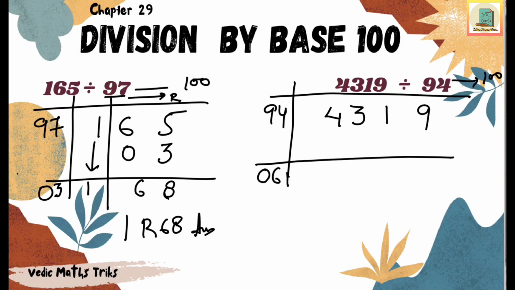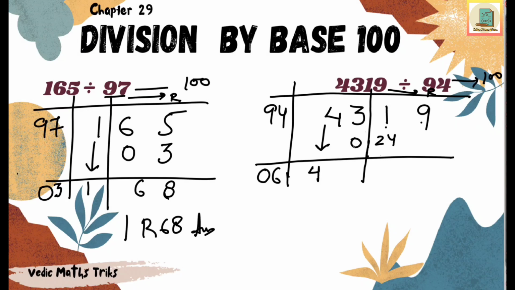Now since 94 has two digits, so we will leave two digits from the right and put a partition line. So this will be the remainder part. Now drop 4 as it is. Now multiply 4 by 06. So 4 zeros are 0 and 4 6 are 24 over here.